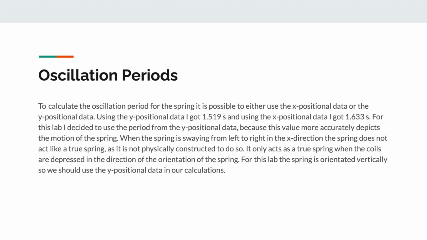When the spring is swaying from left to right in the x direction, the spring does not act like a true spring, as it is not physically constructed to do so. It only acts as a true spring when the coils are depressed in the direction of the orientation of the spring. So in this lab, the spring is oriented vertically, so we should use the y positional data in our calculations.